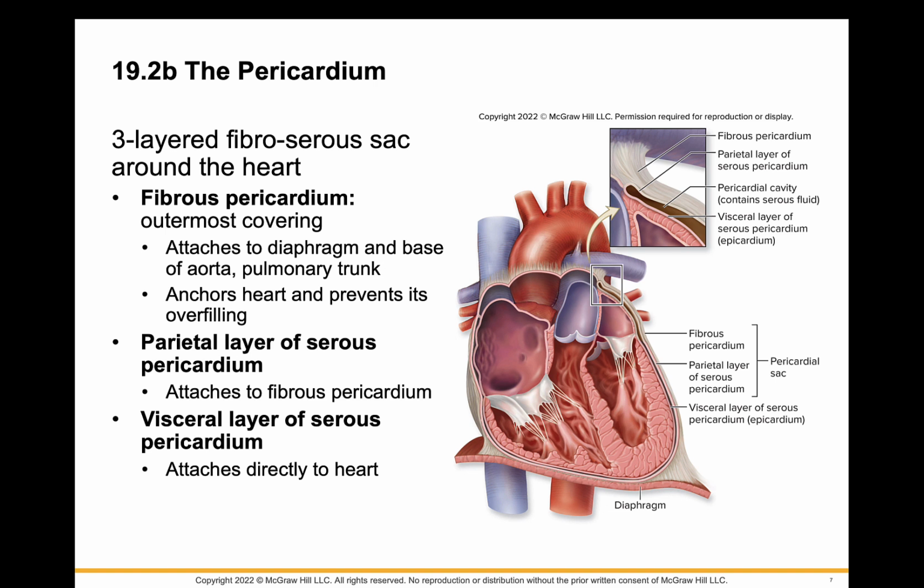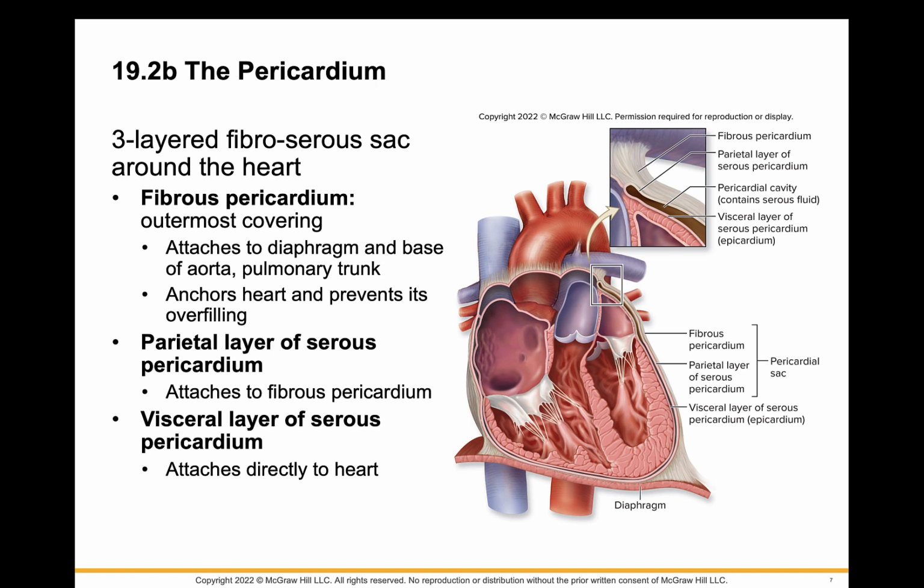Now, the parietal, it's attaching to the fibrous pericardium. So you can see here, since the parietal is attached to the fibrous, we might as well think of them as a single layer. Then we're going to have the visceral layer of the serous pericardium, and this is a layer that is attached directly to the heart. Think viscera, think organ. So it is on the heart itself, and between the parietal layer of the serous pericardium and the visceral layer, we're going to have a pericardial cavity.